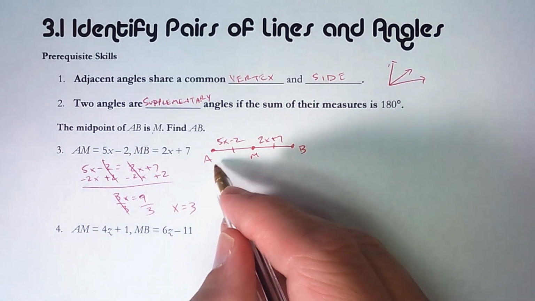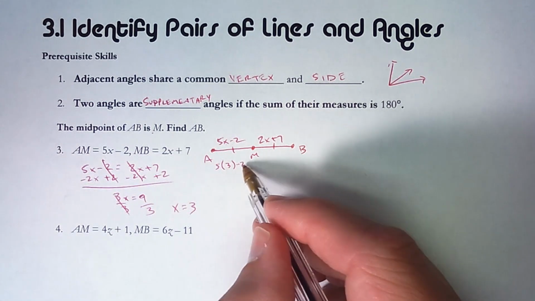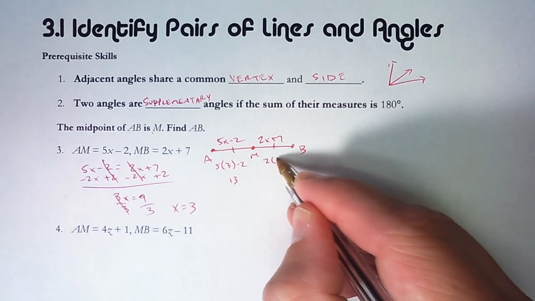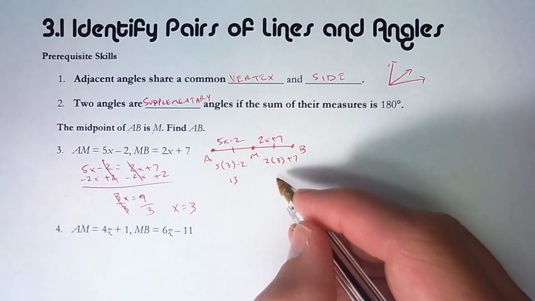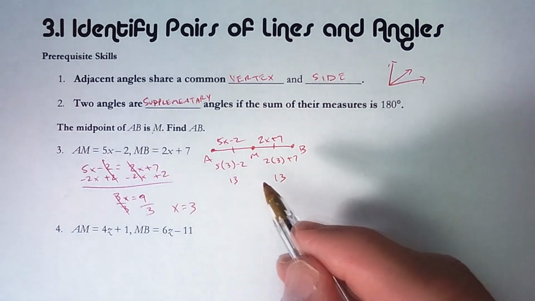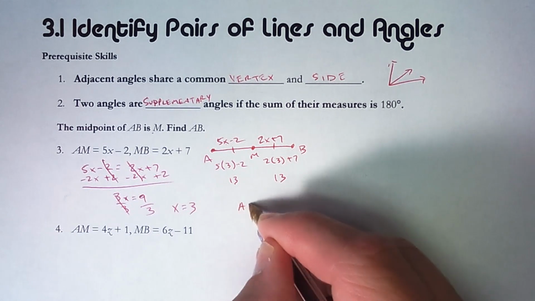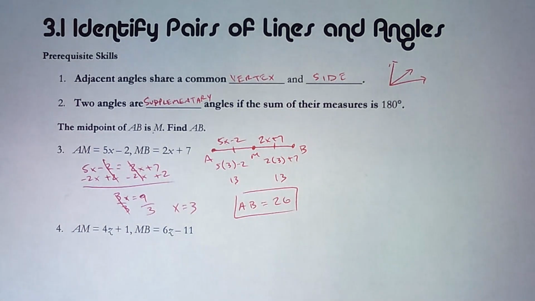So if I put a 3 here, I have 5 times 3 minus 2. That's 15. Minus 2 is 13. And then 2 times 3 plus 7. Okay, so that's 6 plus 7, which is also 13. And if I add those together, I will get the length of segment AB. The length of segment AB is 26.